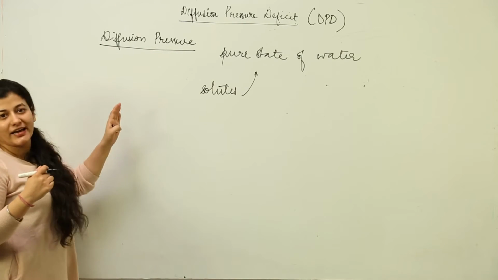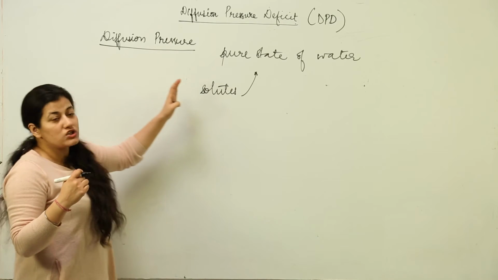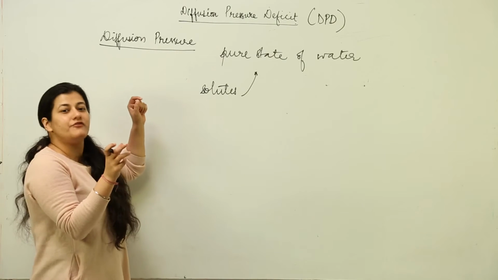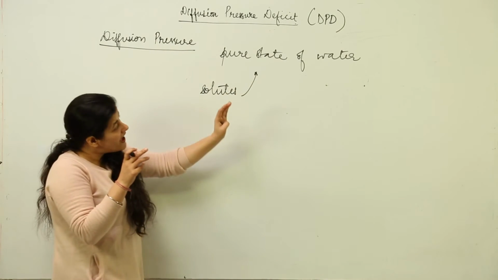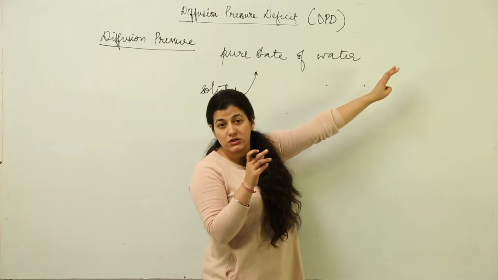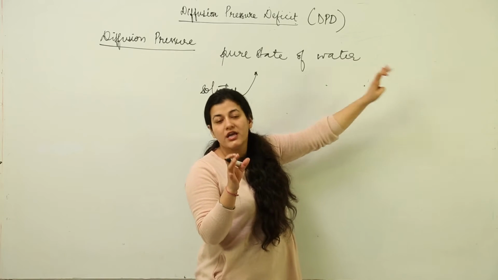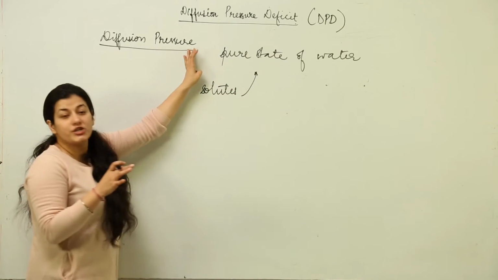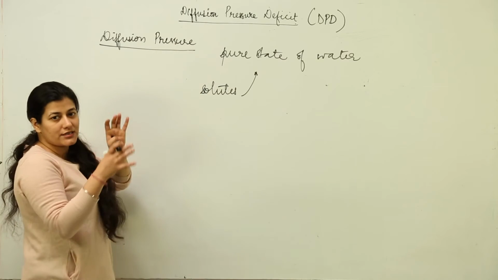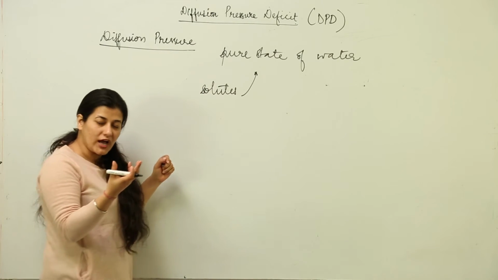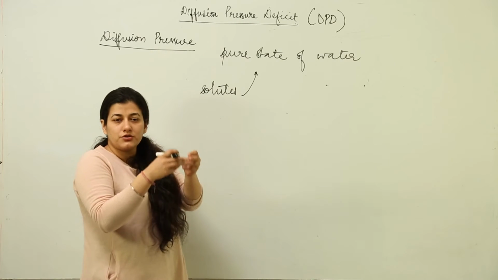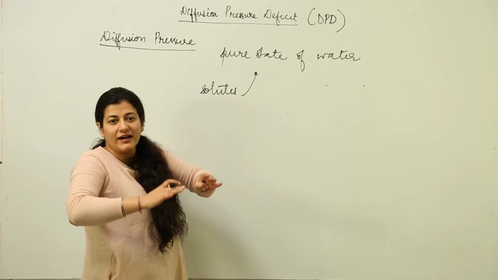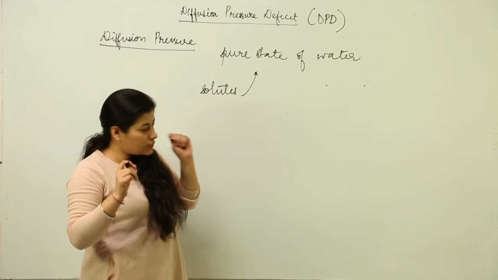So that decline which comes in a solution, the deficit, the decline in the diffusion pressure which comes in a solution as compared to the pure state of water is known as diffusion pressure deficit. Now you can consider it, supposedly you are having a cell which had pure water inside it, you add some solutes into it, so it would get rid of that pressure potential that it is going to have.